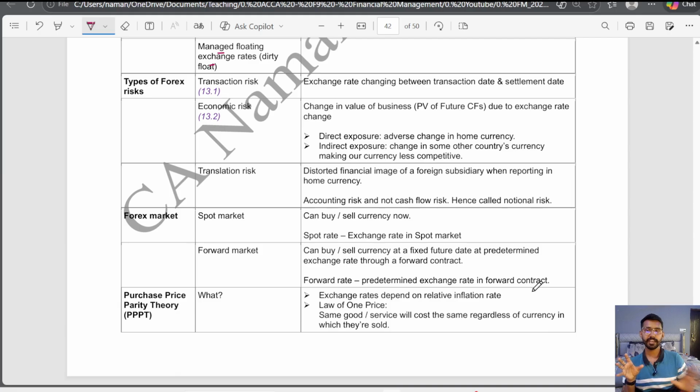Because of exchange rate changes, there are three types of risk. Number one is transaction risk.